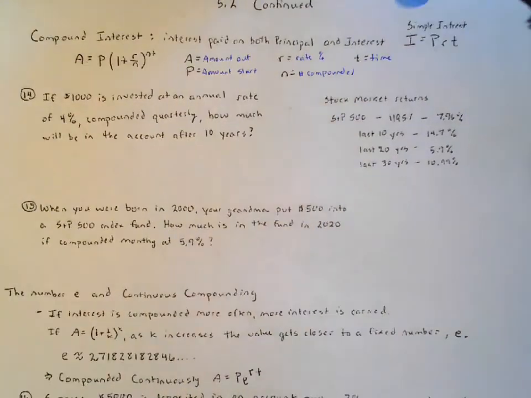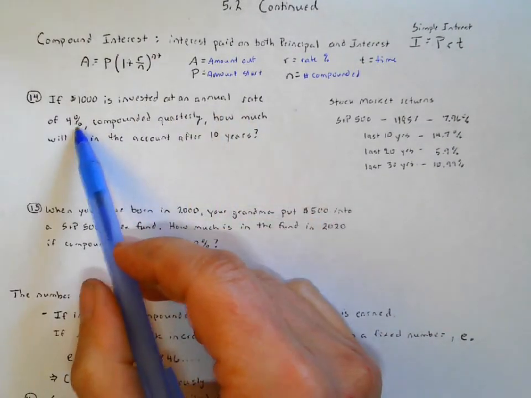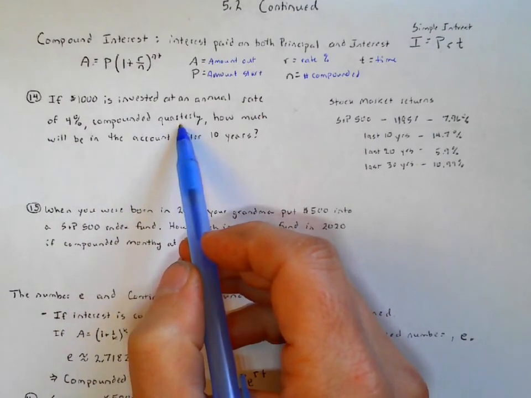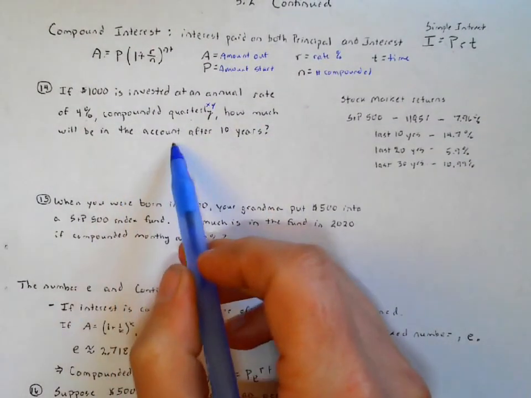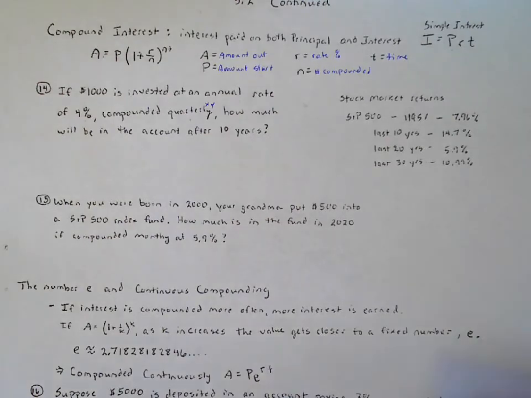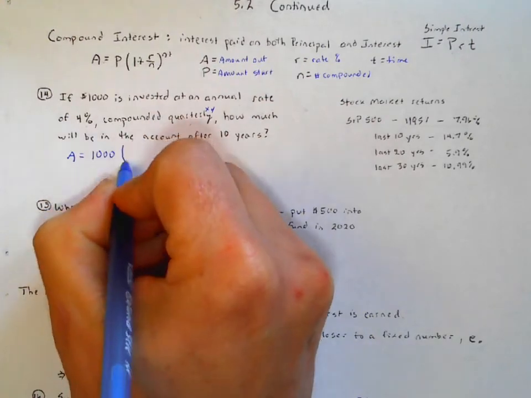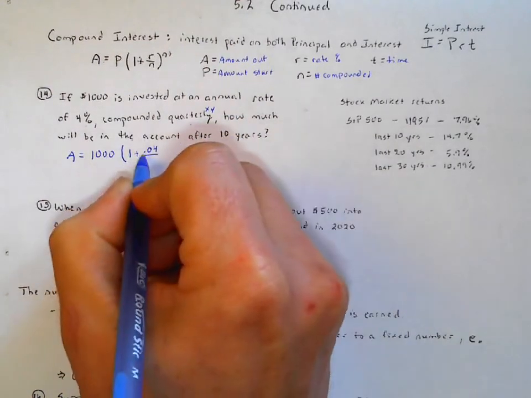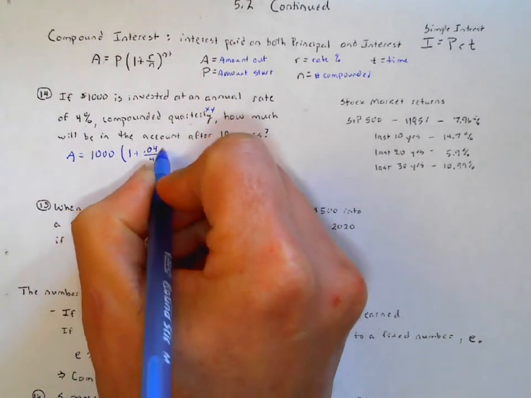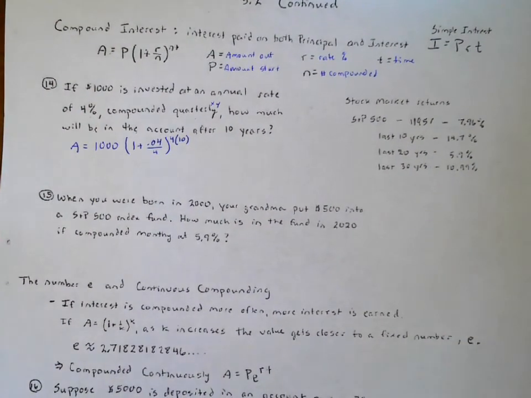Okay, so say we have $1,000 invested at an annual rate of 4%, compounded quarterly, so 4 times a year. How much will be in the account after 10 years? Okay, so our amount at the end will equal our principal, which we put in, $1,000, and our rate was 4%, so 0.04, and compounded quarterly, so 4 times per year, and we're putting it in for 10 years. Okay, so you want to work that out and find what your answer is.